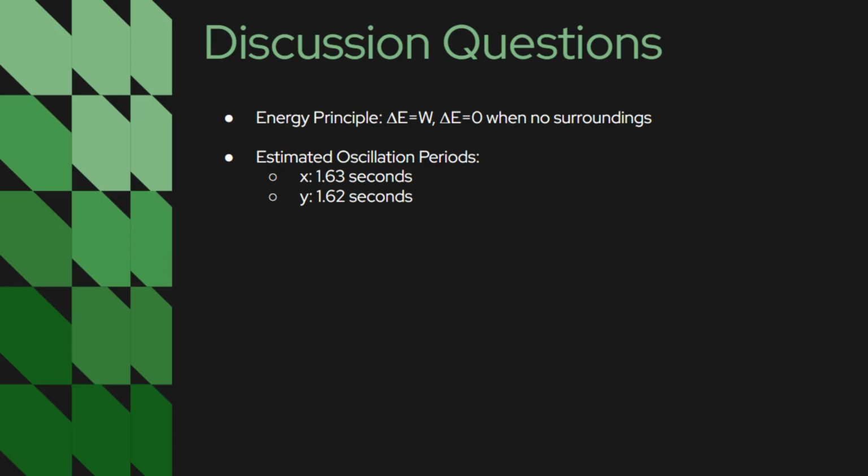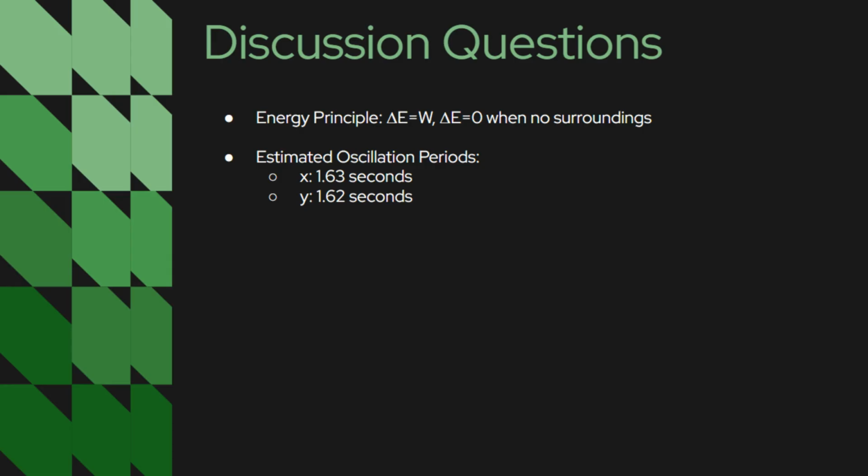Discussion questions. First, our energy principle. The normal energy principle is delta E is equal to external work. However, in our experiment, we had only the system and no surroundings, which means work is 0. And from our energy graphs, we can see that delta E was 0 the entire time.